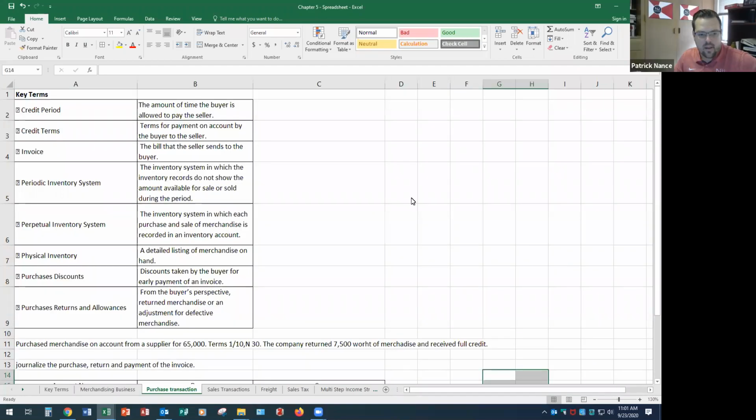Okay, now we're going to talk about purchase transactions. We're going to talk about merchandising transactions overall, but the first one we're going to talk about is purchase transactions. So I want to be real clear about something here. In every merchandising transaction, you will be either the buyer or the seller.